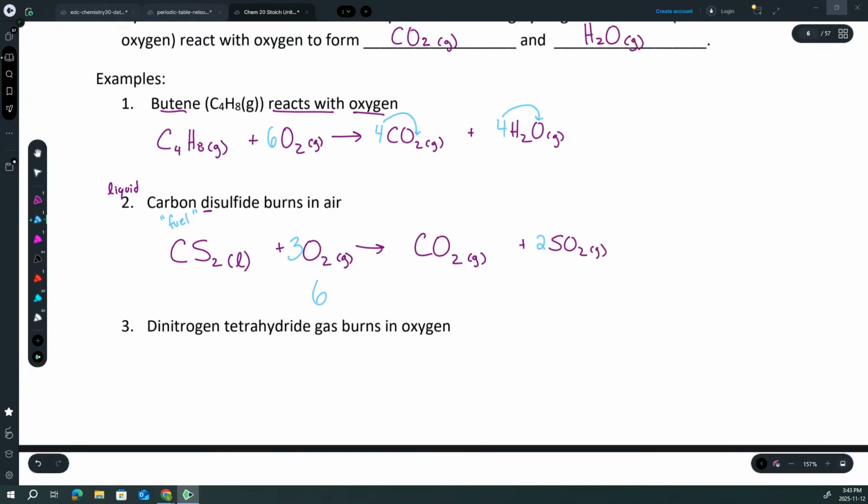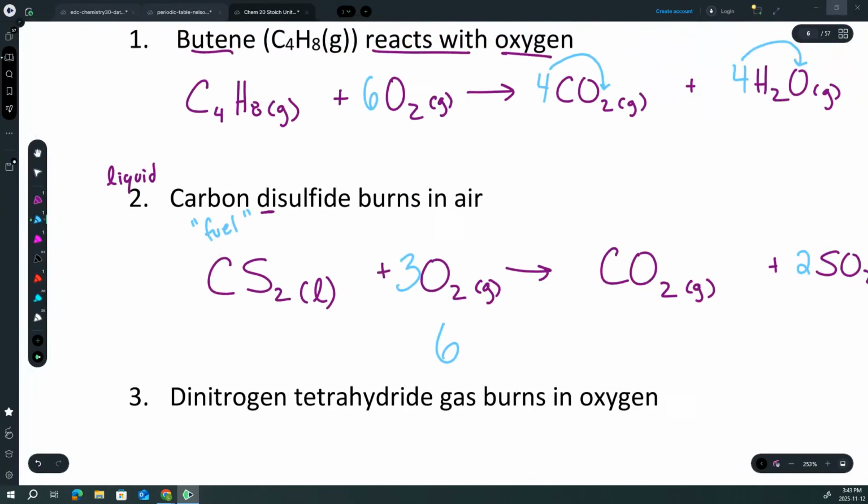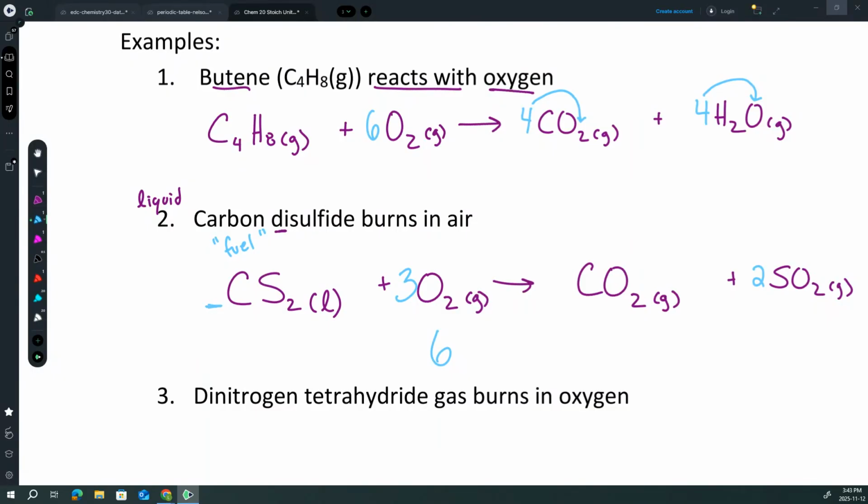By the way, if it really bugs you to write no number in front of any reactant or product, it is assumed that there is an invisible 1. So if it really bothers you to leave it like there's no number in front of it, you can just write a 1. But if you leave it like this, I will assume that there is 1 carbon disulfide and 1 carbon dioxide in this reaction.